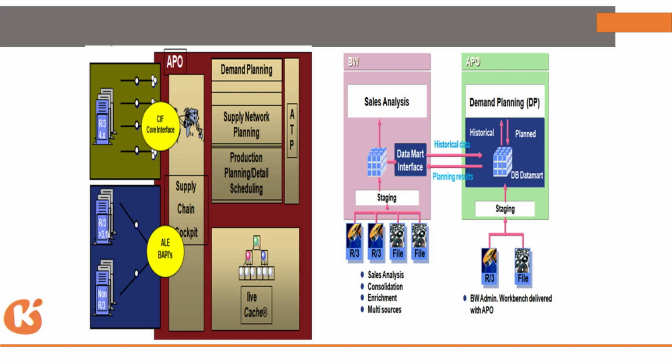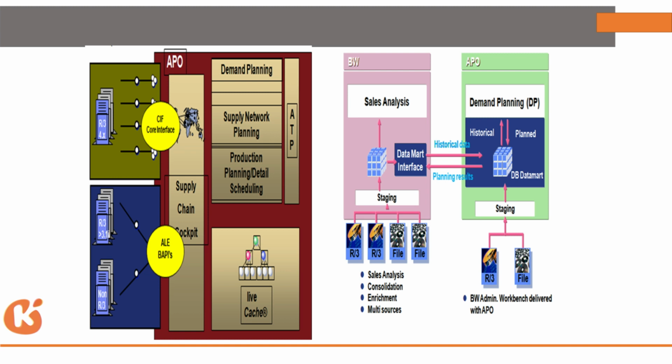This is more on SNP, PPDS and GATP. If it is a non-R3 system, it is ALE, BAPI, IDOCS. If you want to integrate R3, this is the demand planning point of view, and this is the SNP, PPDS, GATP point of view, for CIF. Non-R3 is nothing but legacy, maybe an i2 tool, or Logility, or there are a lot of tools, maybe BAN or some other tools you want to use. Those are non-SAP products.